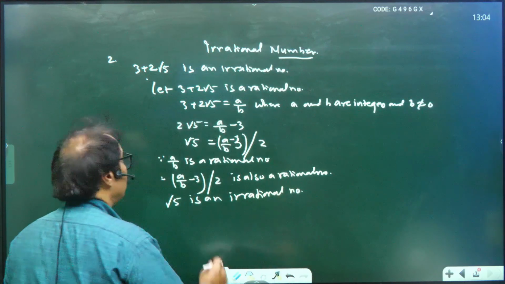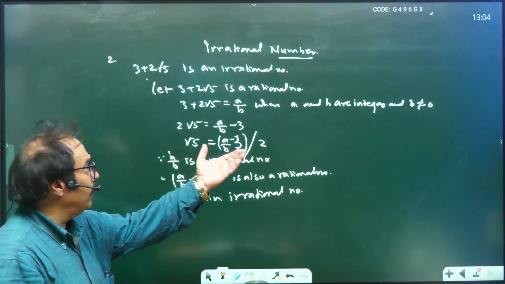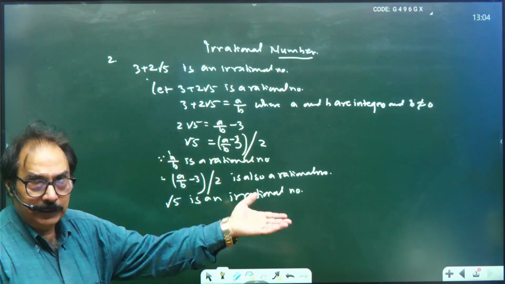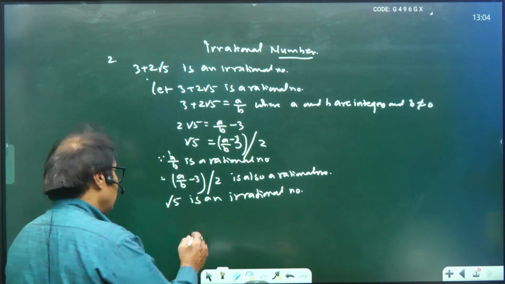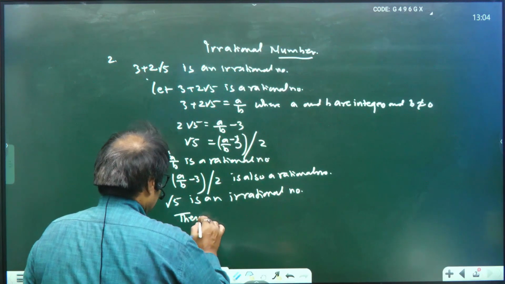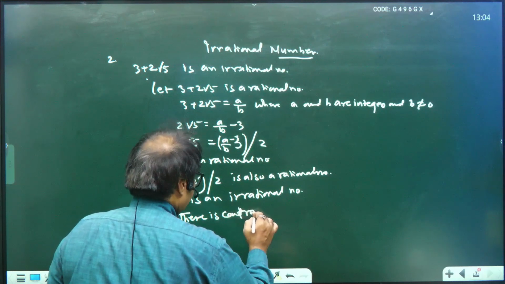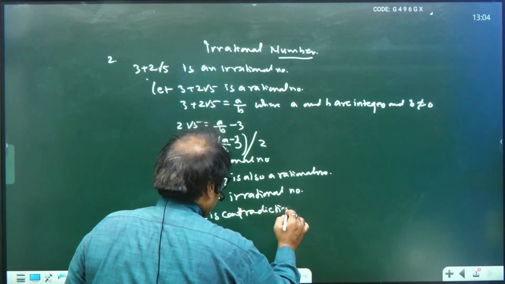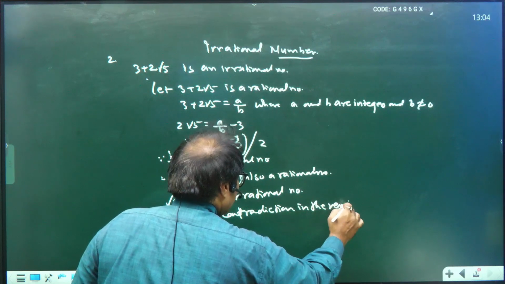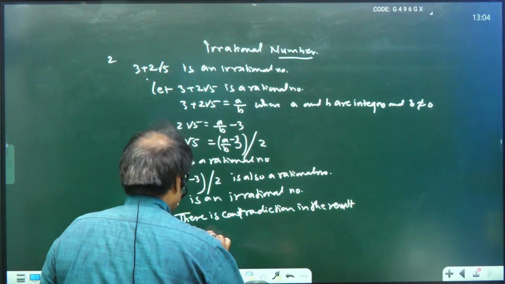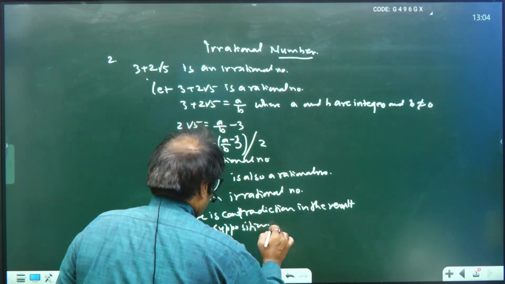Irrational number. There is a contradiction in the result. On the left hand side we are getting an irrational number, on the right hand side we are getting a rational number, and an irrational number is never equal to a rational number. So there is a contradiction in the result. So our supposition is wrong.